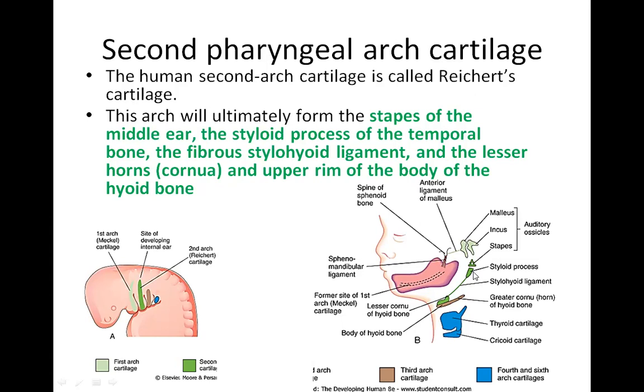Whenever you see the skull, you'll see a big projection behind the mastoid process that is known as the styloid process. A fibrous ligament, the stylohyoid ligament, extends from the styloid process to the hyoid bone, and then the lesser horns and the upper rim of the body of the hyoid bone. So all these are the derivatives of Reichert's cartilage, which is the cartilage of the second pharyngeal arch.